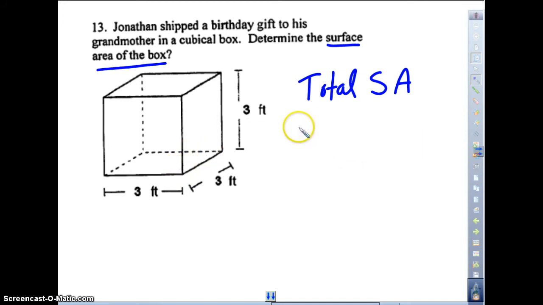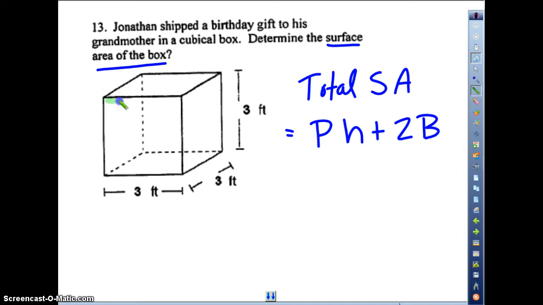So I'm going to go to my formula chart and look for a formula, and it says Ph plus 2B. P being the perimeter of the base, h being the height, and capital B is the area of the base, and there's two of them. But I think with a cube, it's much easier just to calculate the area of one of the rectangles and then do what? Times it by 6. That's exactly right.